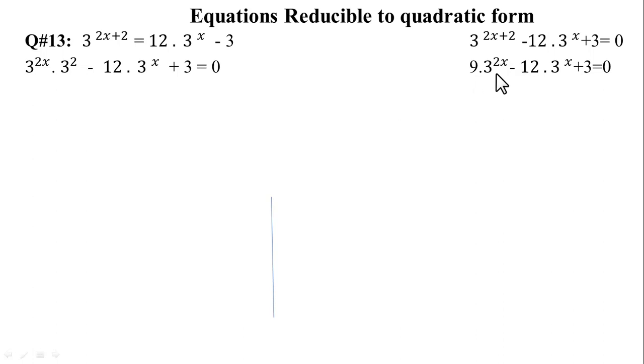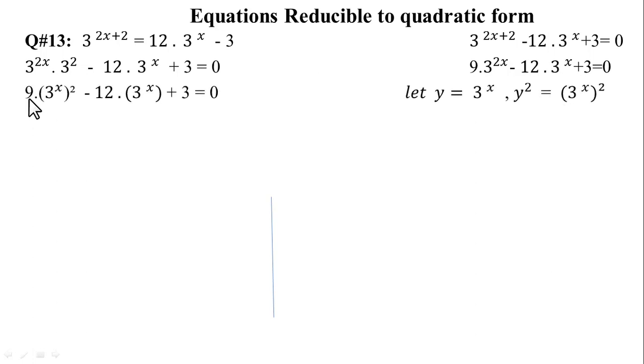So 9 multiplied by 3 to the power 2x minus 12 multiplied by 3 to the power x plus 3 is equal to 0. Here the least variable is x. So we can write that equation as 9 into (3 to the power x) whole squared minus 12 multiplied by 3 to the power x plus 3 is equal to 0.